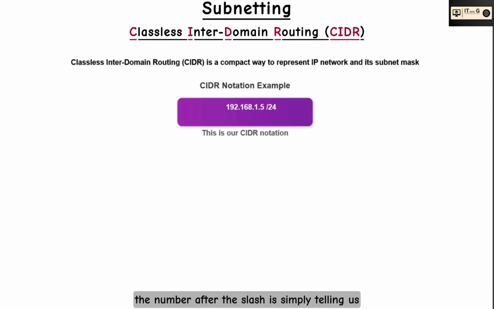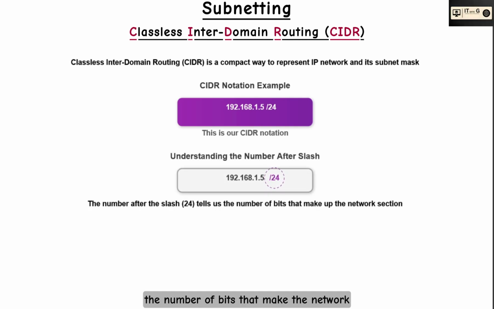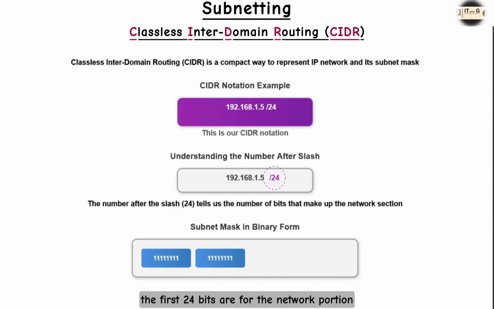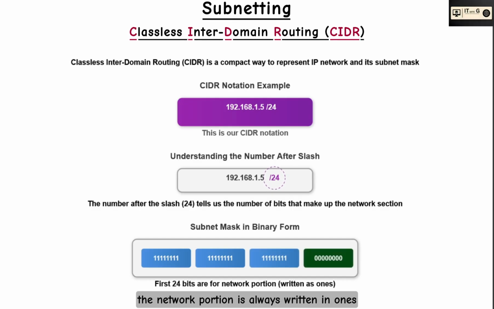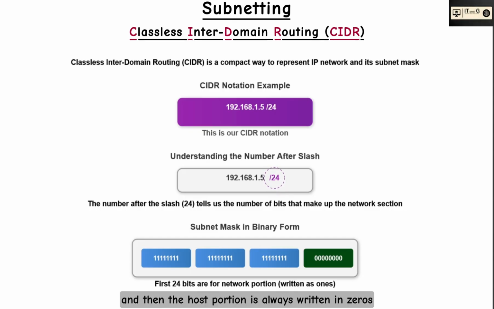The number after the slash is simply telling us the number of bits that make up the network section of the subnet mask. That simply means that if we write our subnet mask as a 32-bit number, the first 24 bits are for the network portion. The network portion is always written in ones when we convert it to binary and write it as octets, and then the host portion is always written in zeros.